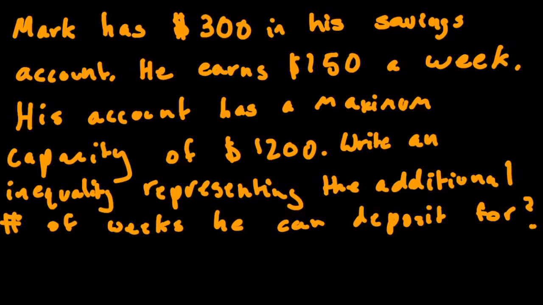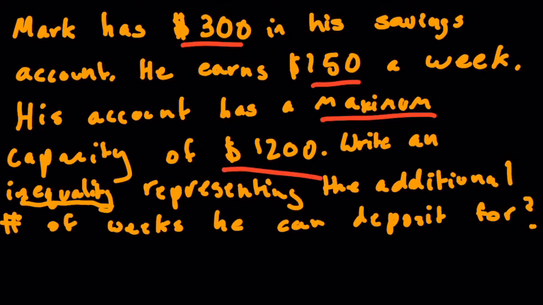So Mark has $300 in his savings account. He earns $150 a week. His account has a maximum capacity of $1,200. Write an inequality representing the additional number of weeks he can deposit for. So again, they directly ask us for an inequality. Maximum is a keyword. Important numbers are 300, 150, and 1200. And of course, additional number of weeks.